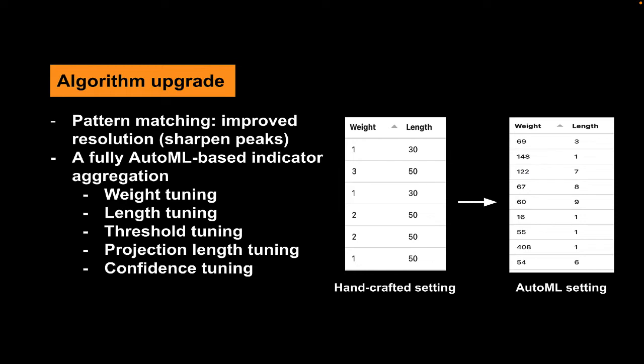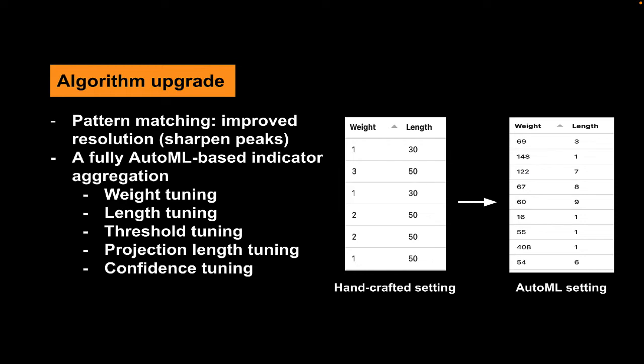Second, we improved the AutoML algorithms. So right now, all the parameters of our system are tuned automatically by AI. In terms of which parameters, the AI tunes the weight, the length, the threshold, the projection length, and the confidence.